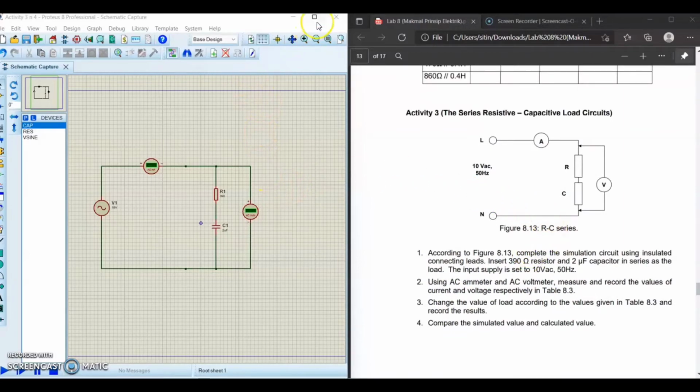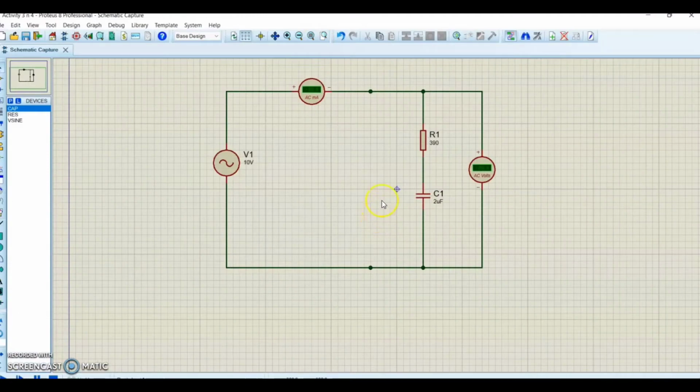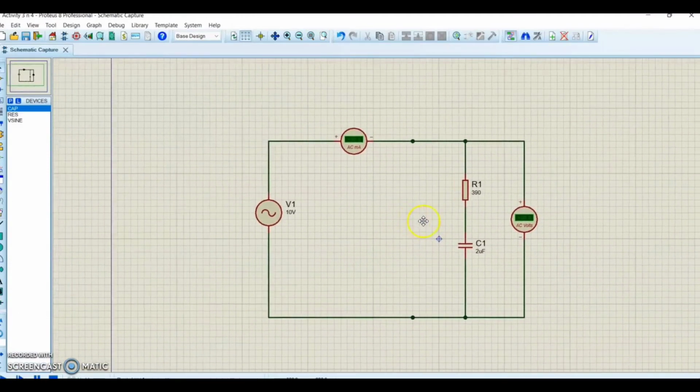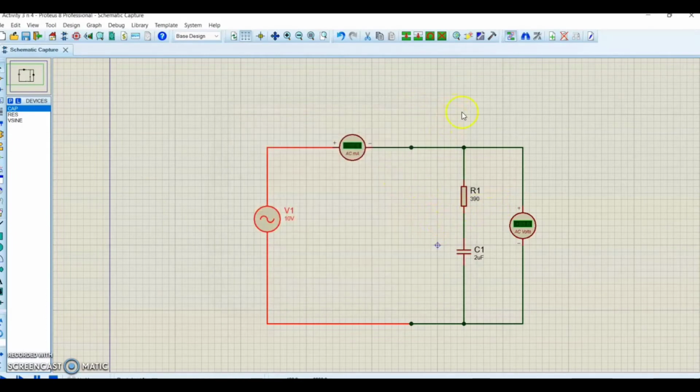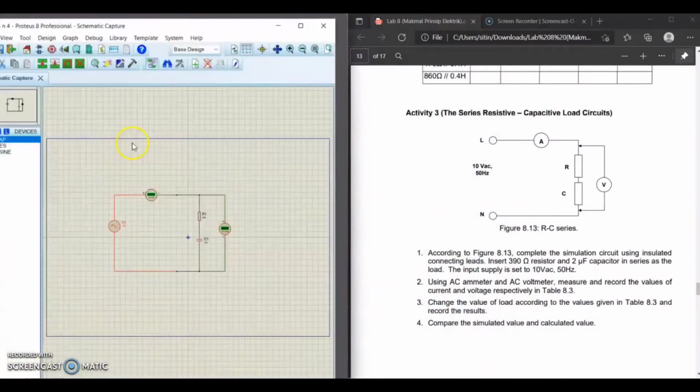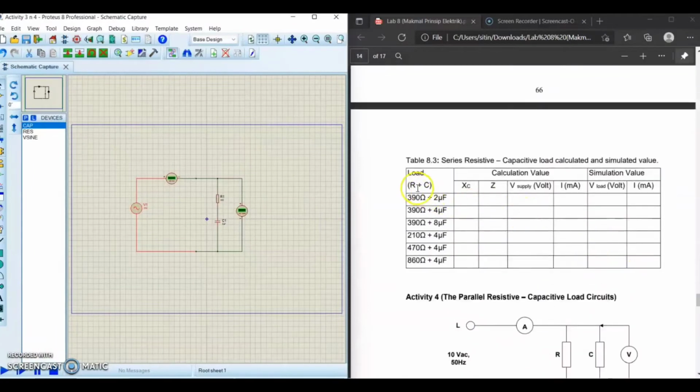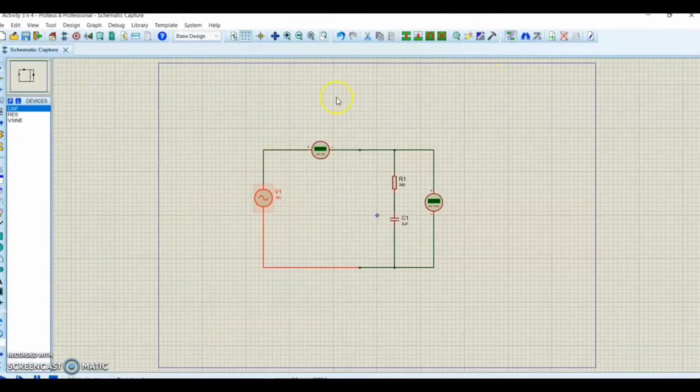So this is the simulation that I have set up. For the value of the AC source, we use 10 volt and the frequency is 50 Hz. For the resistor, I use 390 ohm and the value of the capacitor is 2 microfarad. Here is the required data that I have to use and record. Now let's run the simulation.